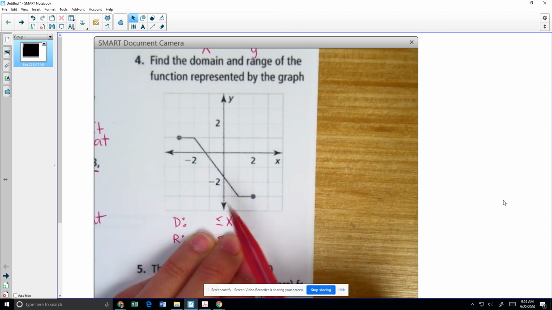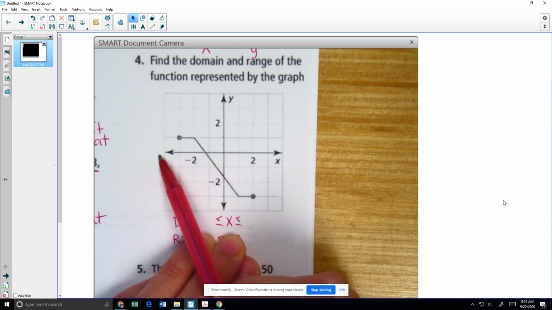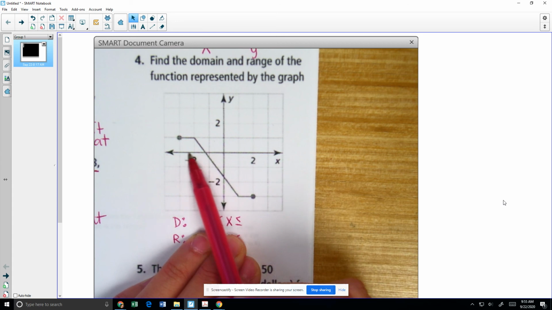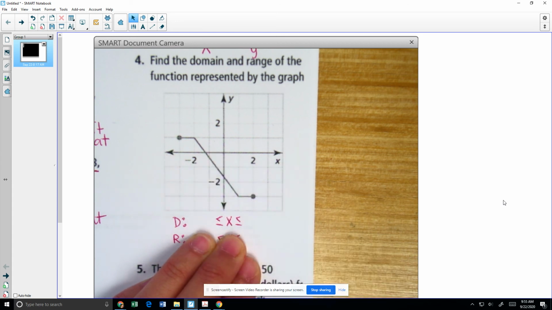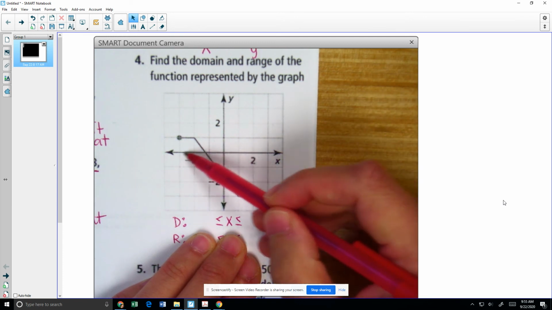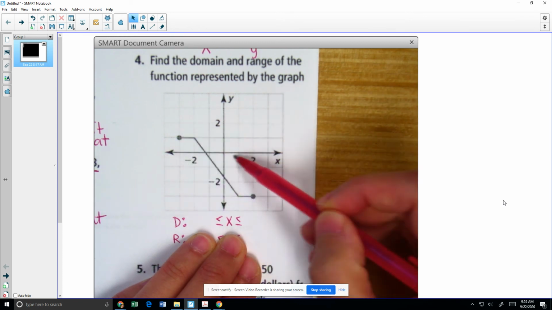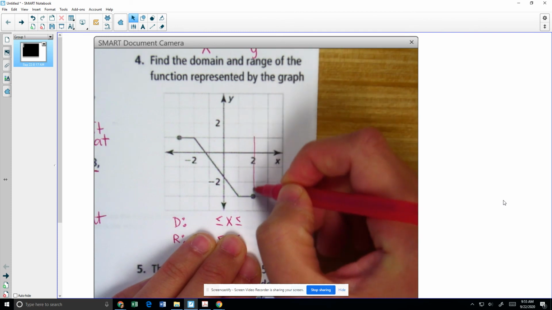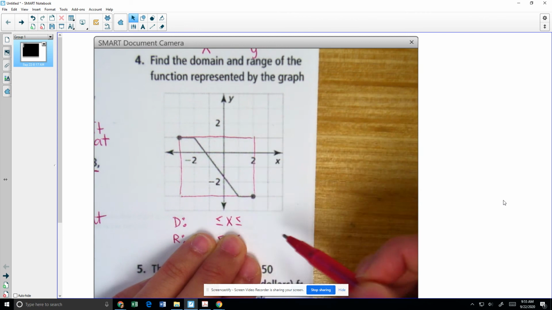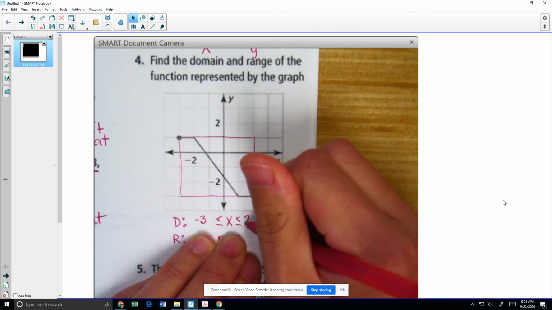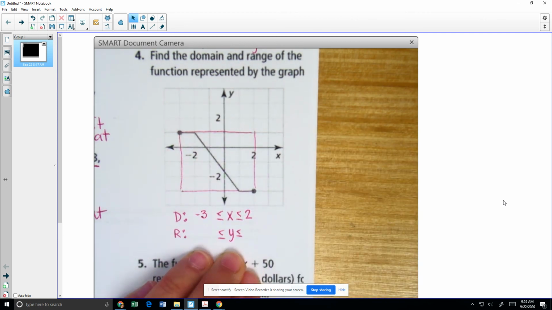So let's do domain. Domain is X. Here's your X-axis. So how far to the left does my picture go? And then how far to the right does my picture go? -3 to +2. Do you see how as far left it goes to the -3? As far right it goes to the +2. You can draw a box around this one to maybe clarify because there are no arrows. So it goes from -3 to +2. Good. Now let's do the range.